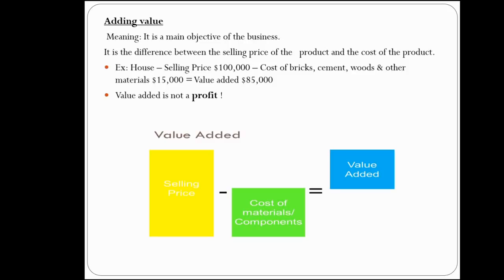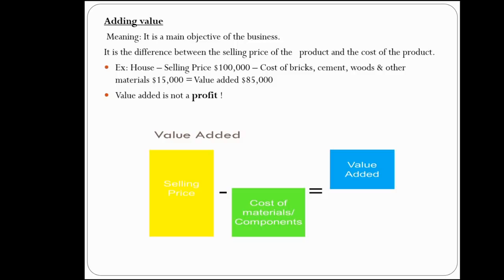The simple explanation of adding value is just the difference between the selling price of the product and the cost of the product. I mean the difference between the selling price and the cost of materials bought in. So it's very simple. If you want to build a house, you sell the house for $100,000, but you have a cost of materials, of course. So you have cement, you have wood, you have other materials. They cost you $15,000. So now your value added, as per the rule, will be selling price minus the cost of goods bought in and materials, of course. So now we have a value of $85,000.